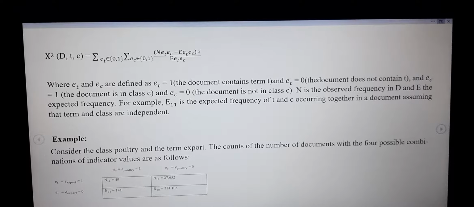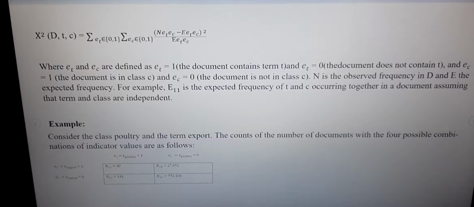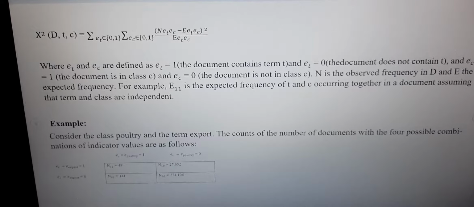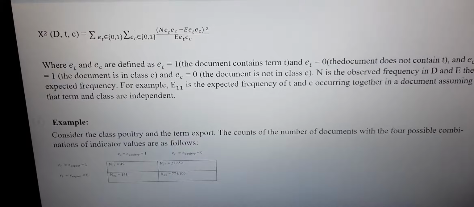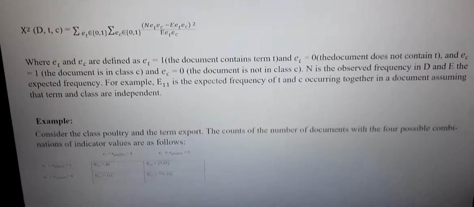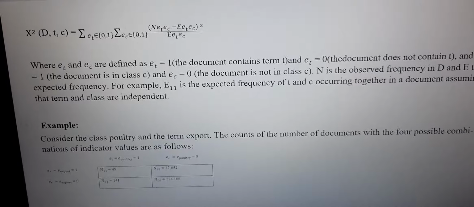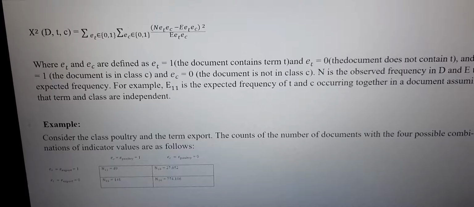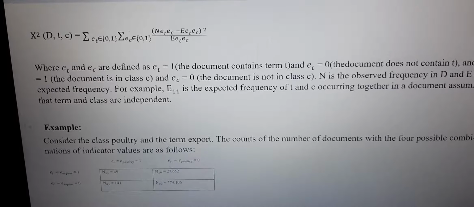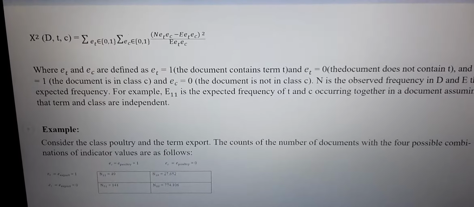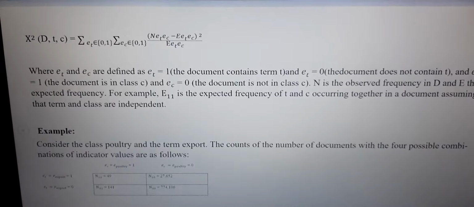Now we will have a look at an example in which we consider the class poultry and the term export. The counts of the number of documents with the four possible combinations of indicator values are given as follows, in which we consider e_t equals e_export is 1 and e_c equals e_poultry is 1, that is N11 is equal to 49. Similarly, the values of N10, N01 and N00 are given.